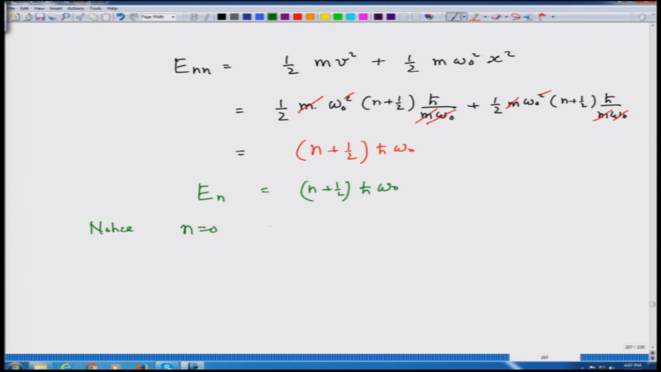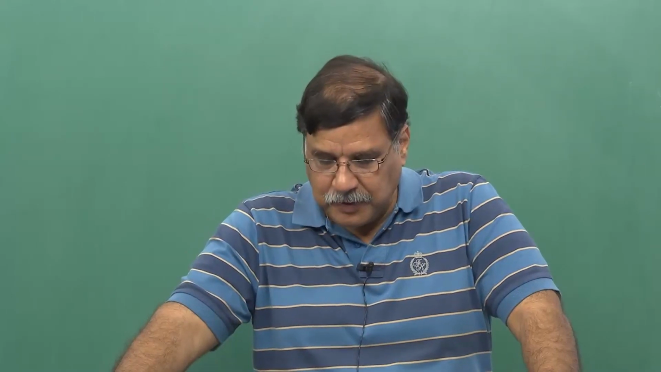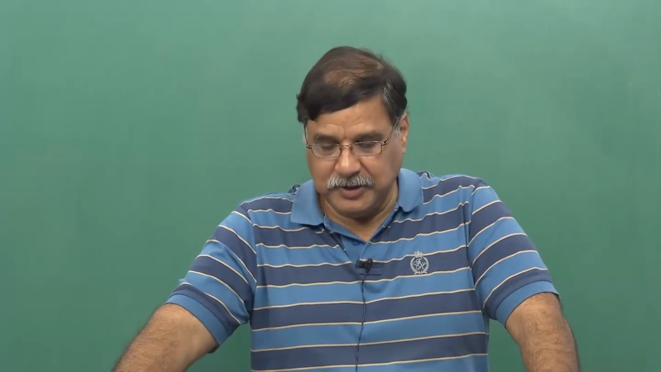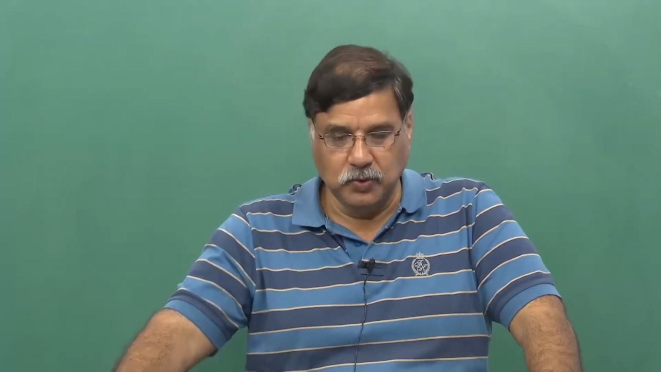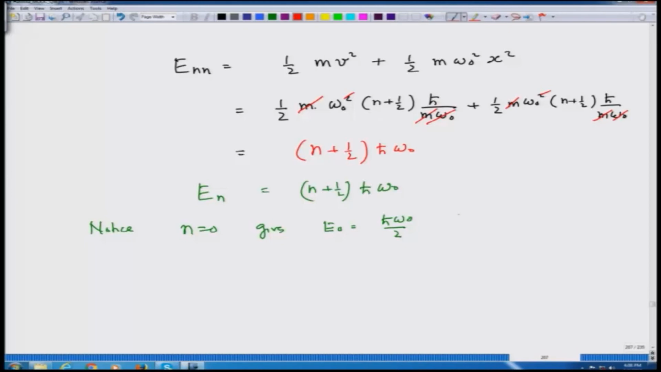Notice n equal to 0 gives E 0 to be h cross omega 0 by 2. It is not 0 energy as in the classical sense or even in Wilson-Sommerfeld quantum conditions. The lowest energy, the ground state energy, is h cross omega 0 by 2. This is known as 0 point energy.